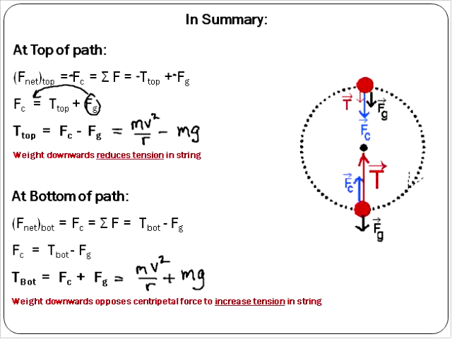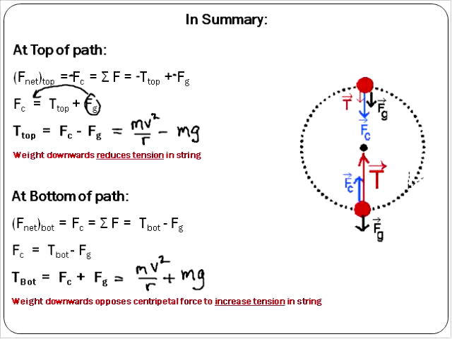The speed is not changing. Velocity is changing direction, but not magnitude. So if you were asked, for example, where would the tension be the greatest? Always at the bottom. Where would the string be most likely to break? Always at the bottom.